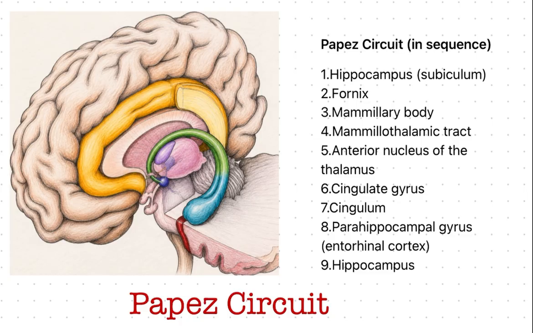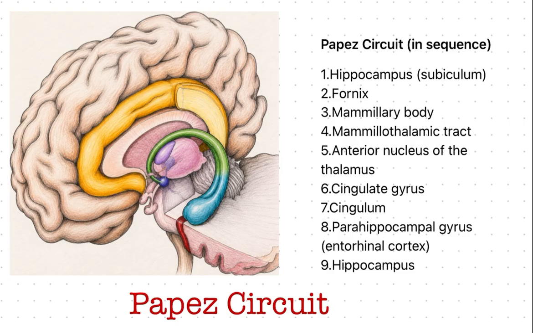So this image shows the principal anatomical components of the circuit: the hippocampus, the fornix, and the mammillary bodies, then the mammillothalamic tracts, anterior thalamic nucleus, and this is the cingulate gyrus, and this is the cingulum, and this is the entorhinal cortex and parahippocampal gyrus. These are here.